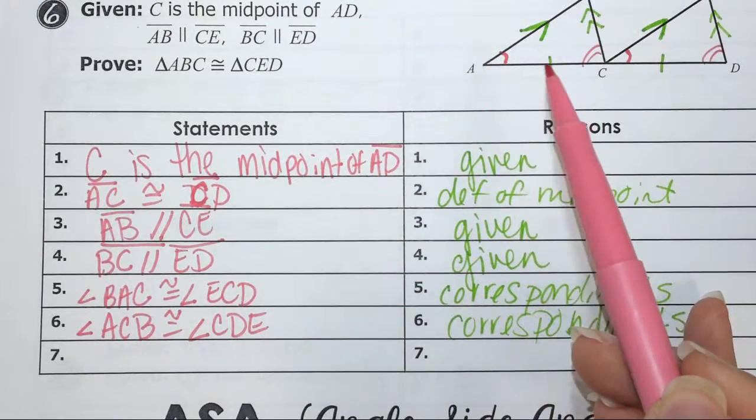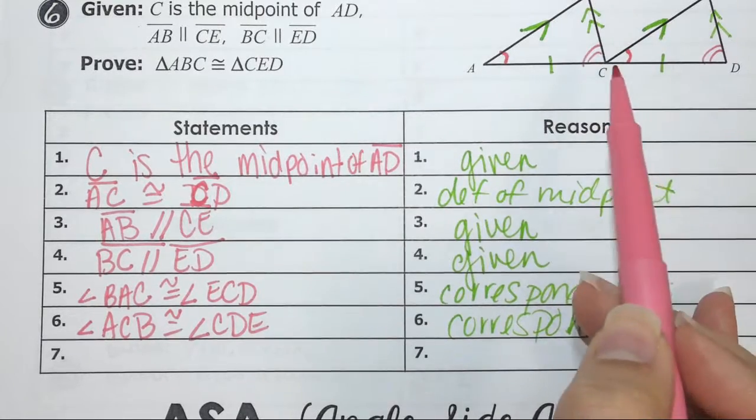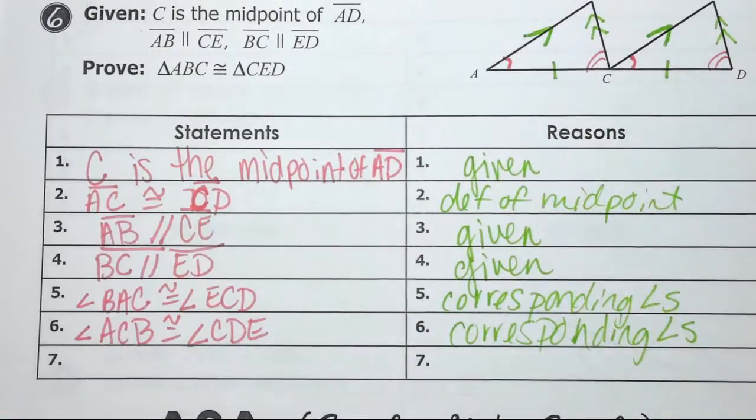Alright, now, we have an angle, we have a side, we have an angle. We have an angle, we have a side, we have an angle. So how are those triangles congruent?